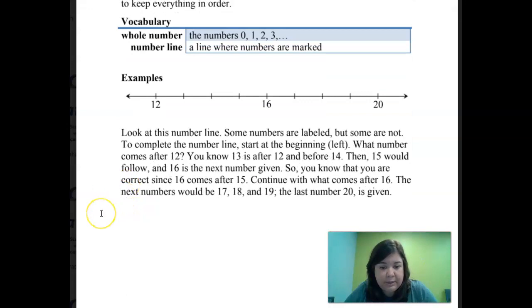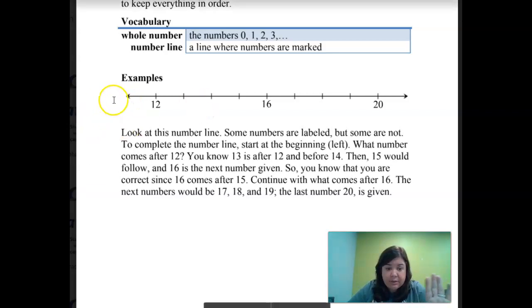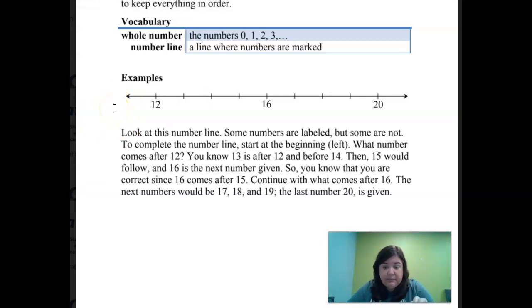So look at this number line. There are some numbers labeled 12, 16, 20. But there are other numbers not labeled, like 13, 14. So to complete the number line, we start from the left, just like when we read, we start over here on the left and go across, just like you read a book.